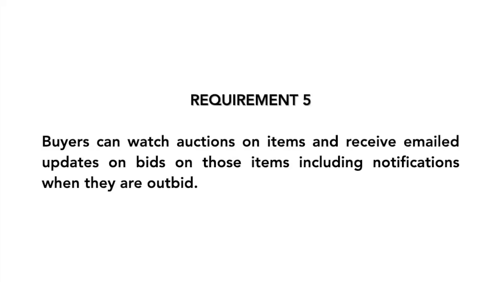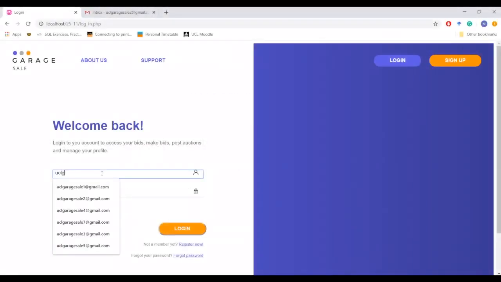So this brings us to requirement 5. Buyers can watch auctions on items and receive emailed updates on bids on those items, including notifications when they are outbid. Just for variety, let's log in as a different user to show this requirement.